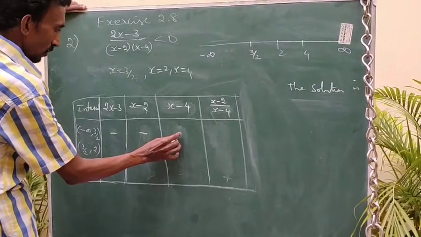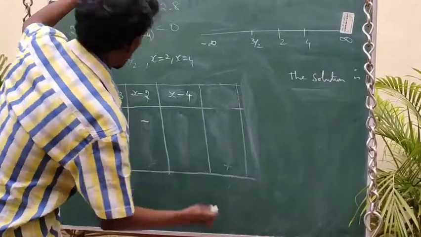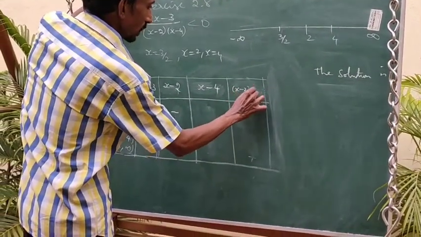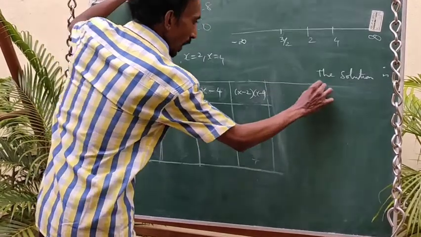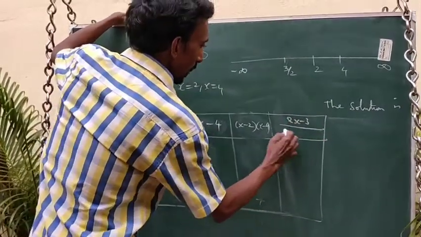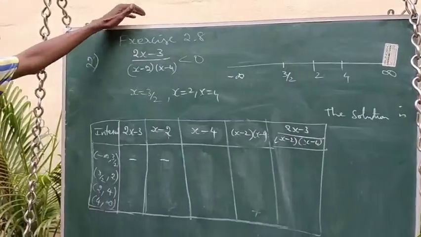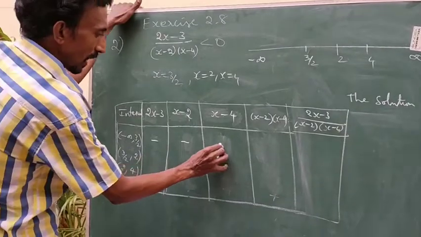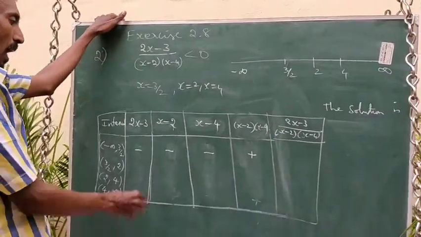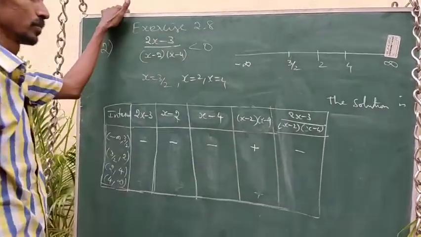Wait a minute, students, it is not correct. So what about that? Sign of (2x minus 3) by (x minus 2)(x minus 4). Our aim is to decide the sign. So again it is negative, negative into negative, positive. Again negative by positive, negative.